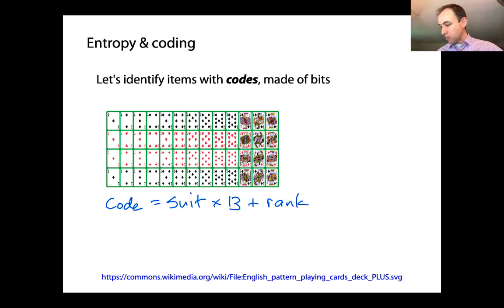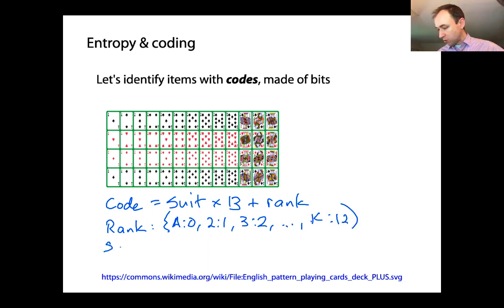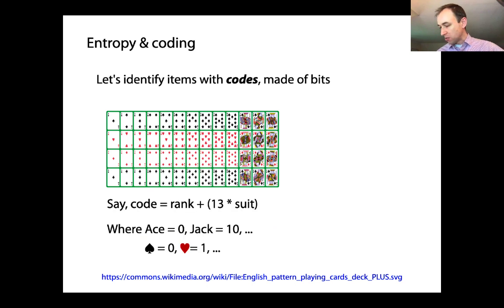And that's assuming that the ranks vary from, let's say, ace is 0, 2 is 1, 3 is 2, up to king is 12. And then the suits, obviously we need some way of giving 0, 1, 2, and 3 to the suits. So you get the idea. So here we go. So let's say our code is rank plus 13 times the suit. And here's our scheme for the suits. Spades are 0, hearts are 1, diamonds are 2, clubs are 3.